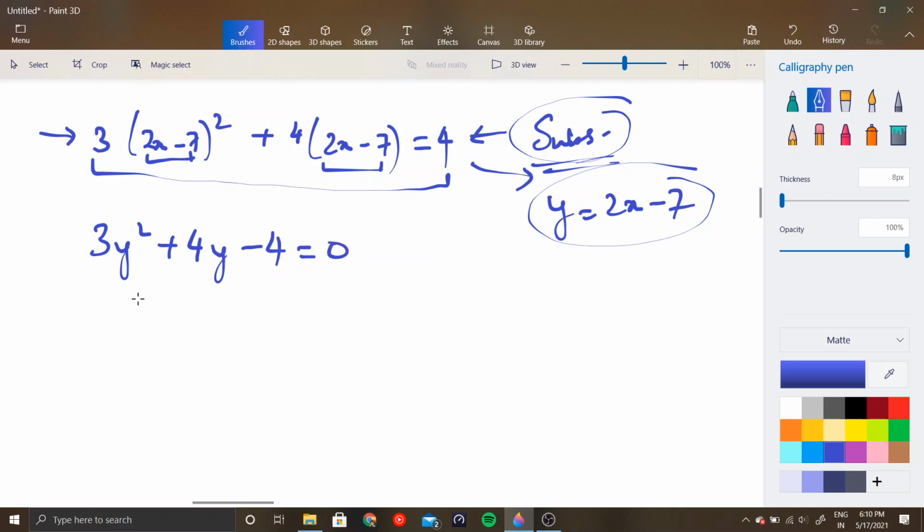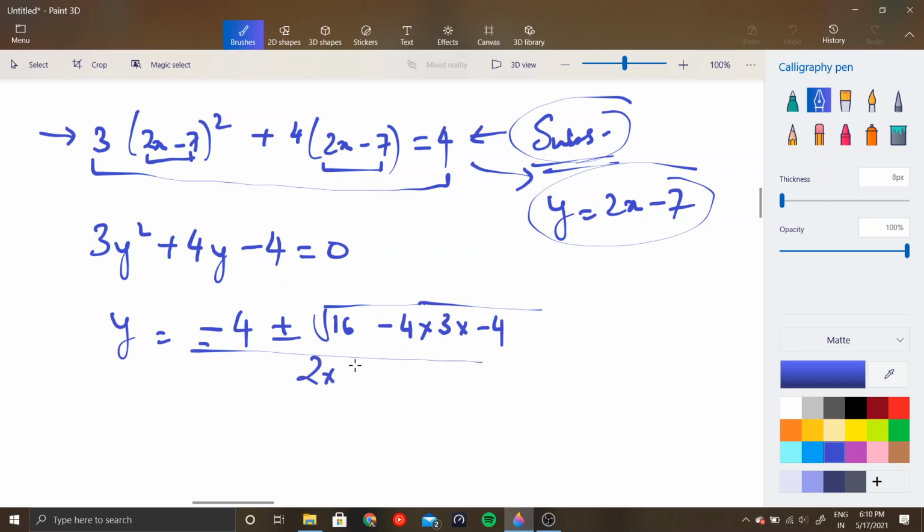So now this is easy. Just use Sridharacharya. So minus 4 plus minus root over b squared minus 4 into a into c, by 2 into 3, right? Okay. Minus 4 plus minus root over 16 plus 16 times 3. This is basically 64, by 6, right?